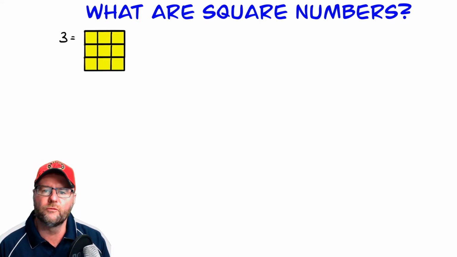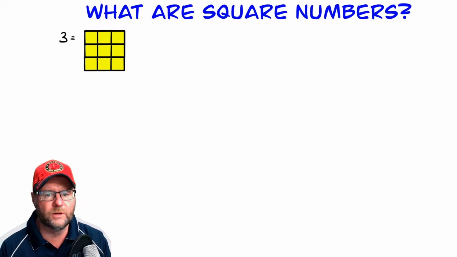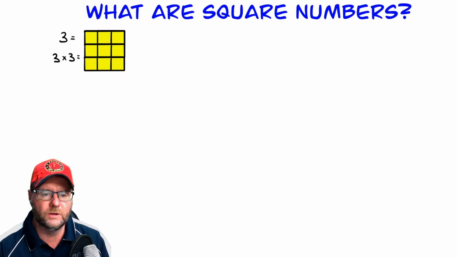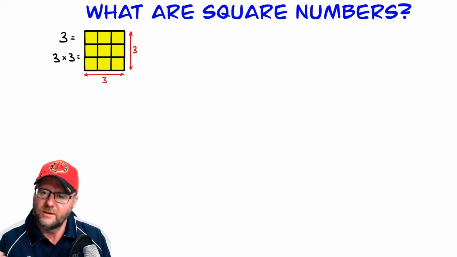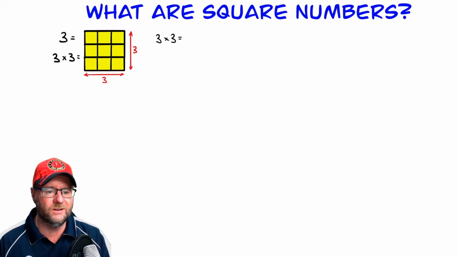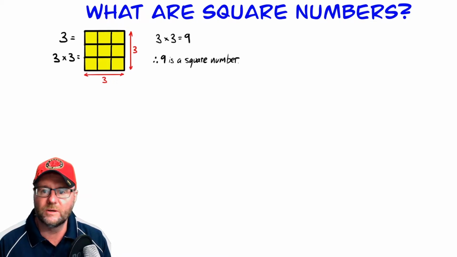But if I took 3 lots of 3 and pile them on top of each other, I've got this image here. I've got 3 rows and 3 columns. I could say I've got 3 lots of 3, or 3 times 3 blocks. So 3 times 3, 3 down each side. It's a square because I've got the same length on each side. So we'd say that 3 times 3 equals 9.